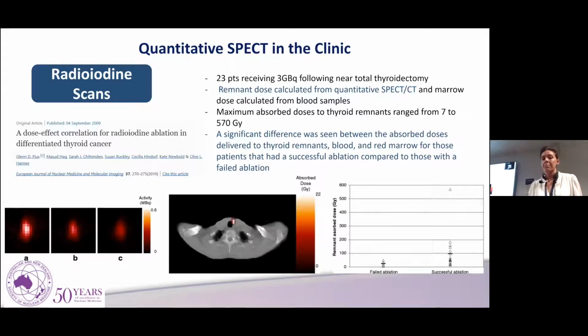following ablation. And they were able to find that there was a significant difference between the absorbed dose delivered to the thyroid remnant and also red marrow for the patients that had a successful ablation versus those that had a failed ablation and required further treatment. So potentially an area for quantitative SPECT, certainly in a research capacity as well.